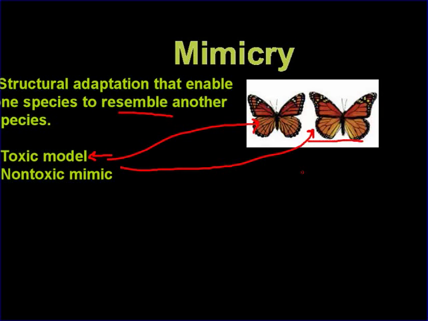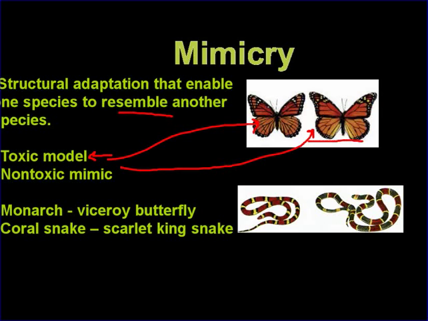Here's something else. A coral snake and a scarlet king snake. These guys look very similar. They do look different, but if you see the snake, you're probably going to run. Especially the yellow color and the red color means they're probably venomous. But one of them really isn't.